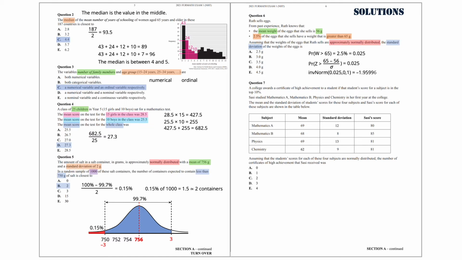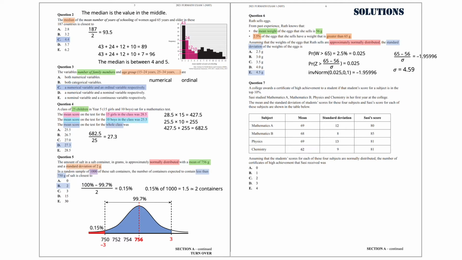And that is negative 1.95996. We can write the equation 65 minus 56 divided by the standard deviation equals negative 1.95996. If we solve this equation, the standard deviation sigma equals 4.59 grams. The answer that is closest to this value is option E, 4.5 grams.